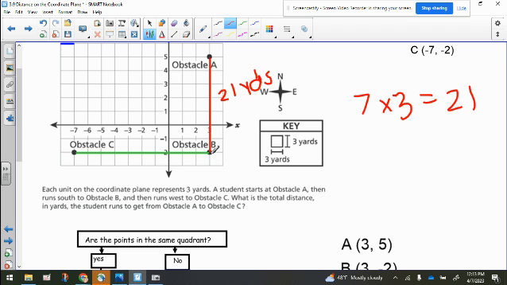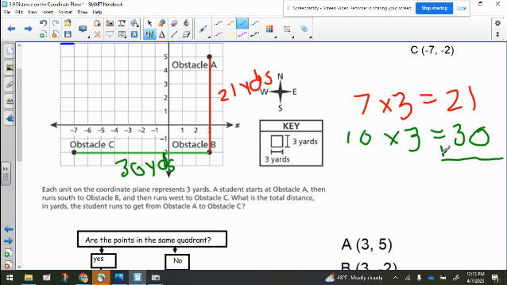All right, so if we count the green, 1, 2, 3, 4, 5, 6, 7, 8, 9, 10. So 10 times 3 would be 30. So here we have 30 yards. Now remember, they want to know the total distance to get from A to C. So that means that you would have to add these two numbers to get your final answer in yards.